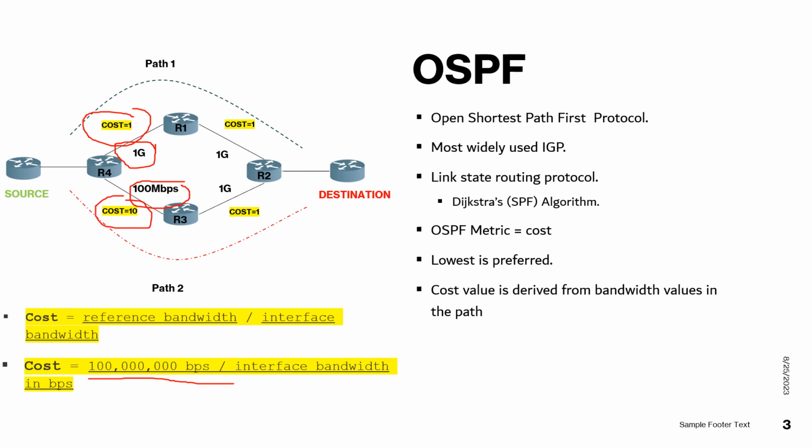And if you see, if I add these two costs, which are equal to 1 for both 1G links, the total path cost will be 2. And if I take this other path, the cost will be 11. So obviously the preferred path will be this one. This is how the metric helps us find the best path.